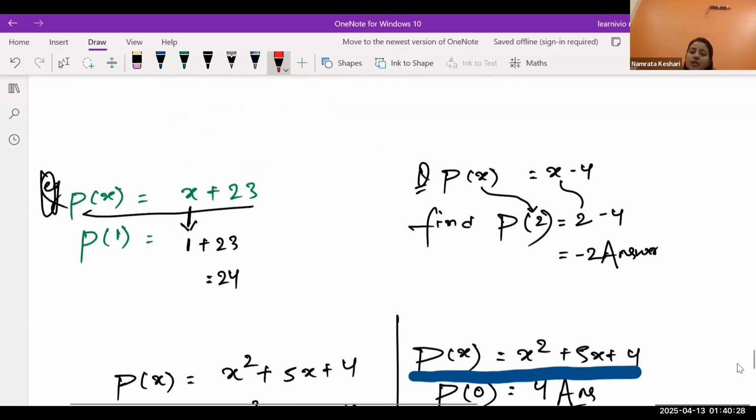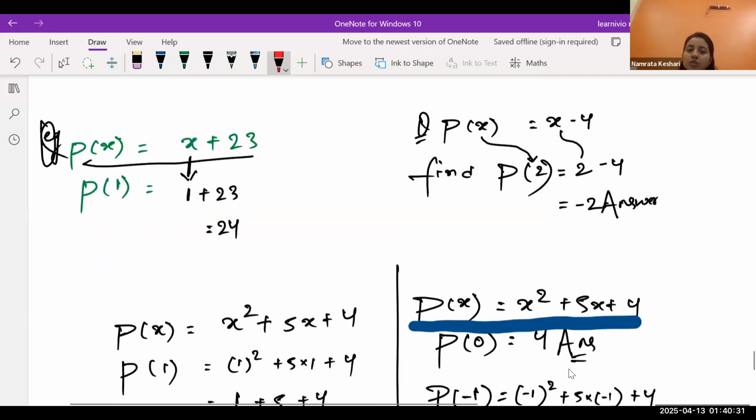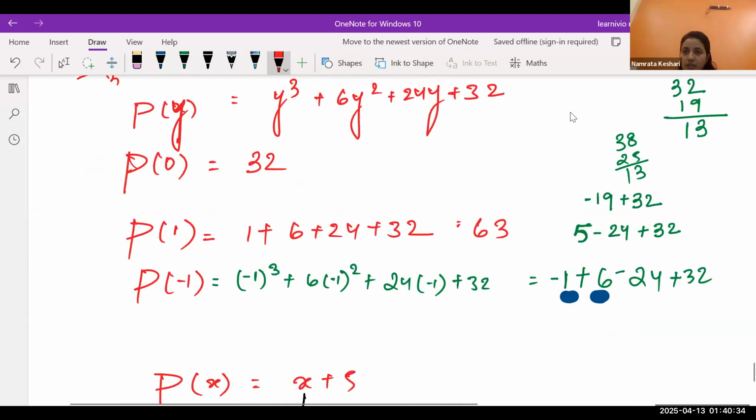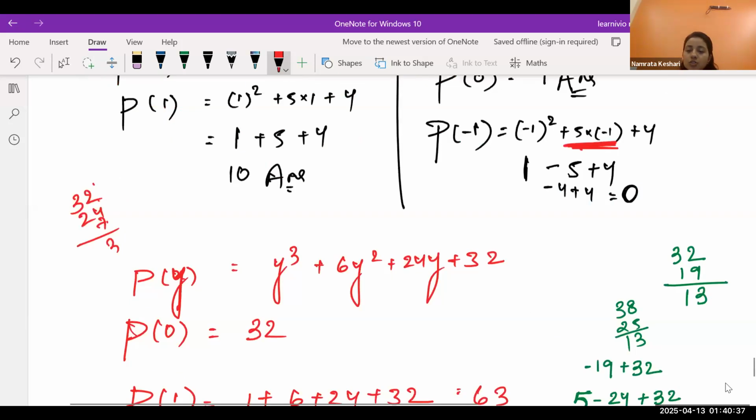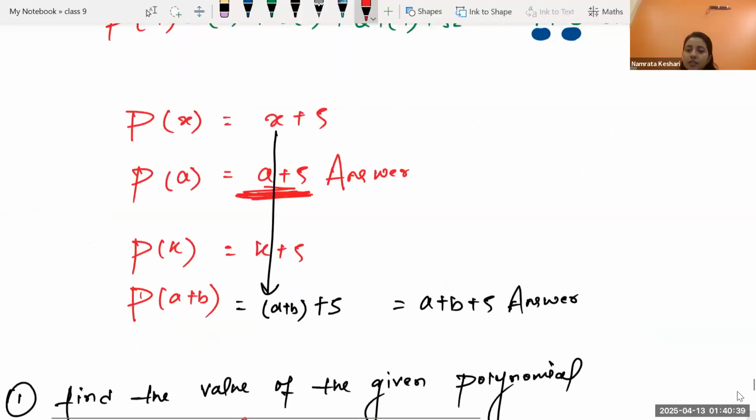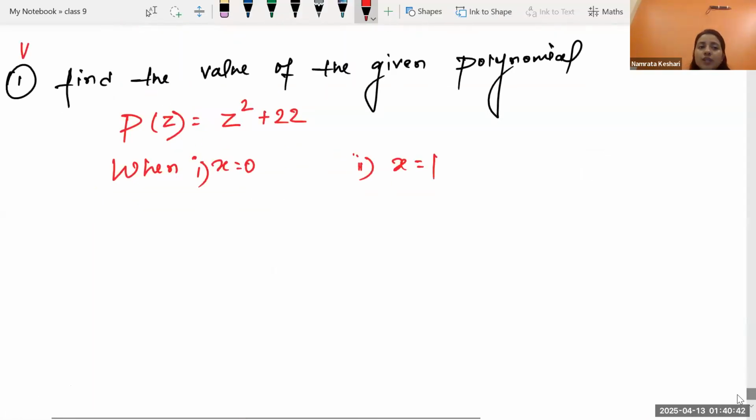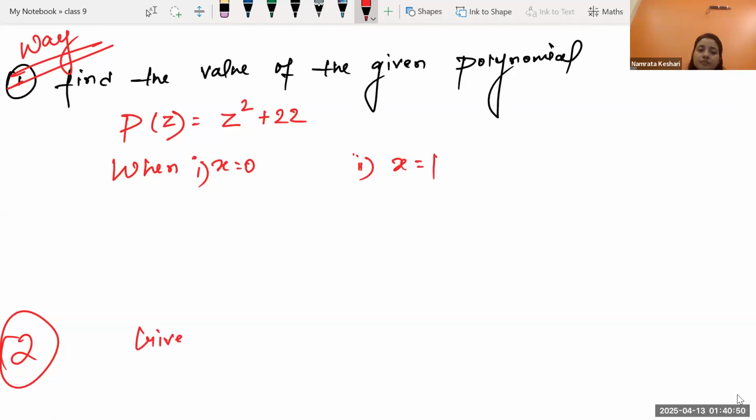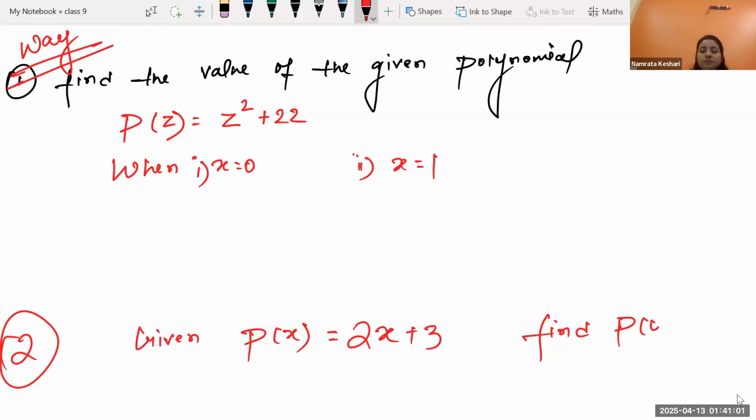But here the question is asked in statement form. So I'm just trying to tell you both ways a question can be asked. Let me show you both ways. A question can be asked in two different ways, but each time we'll be doing the same thing. One way, your question may look like this, or maybe it will look like this: given p of x equals 2x plus 3, find. And in each case you are supposed to do the same thing.